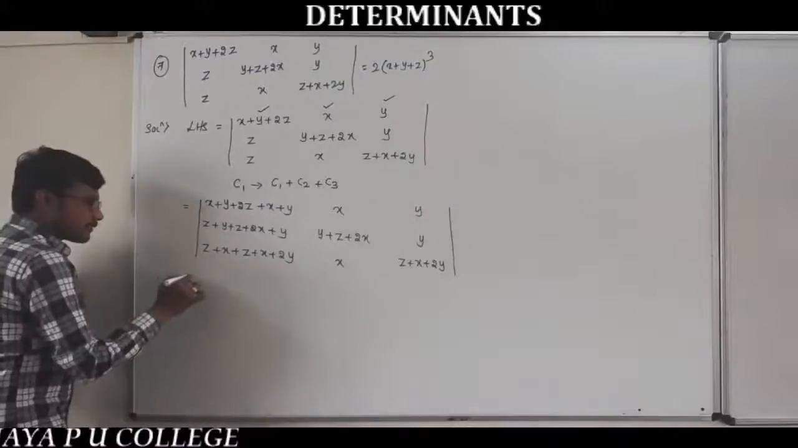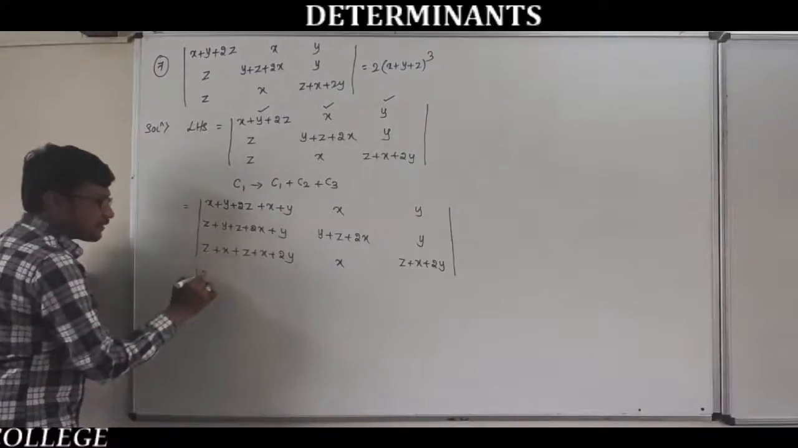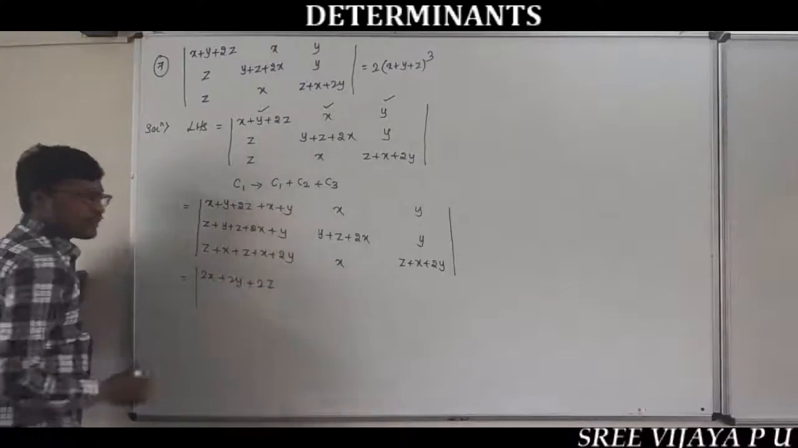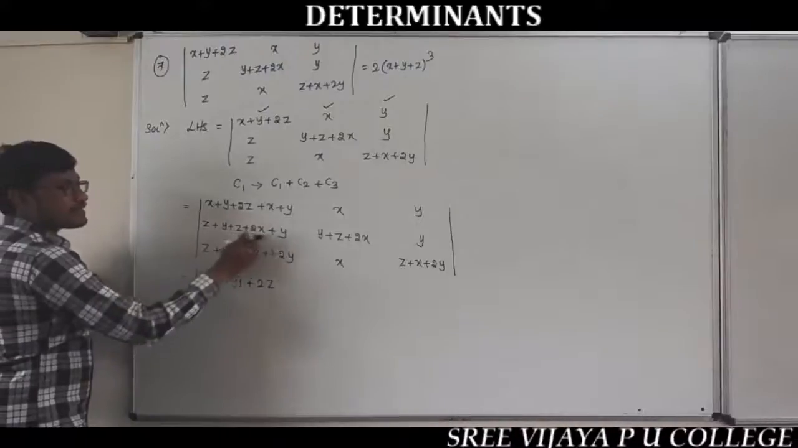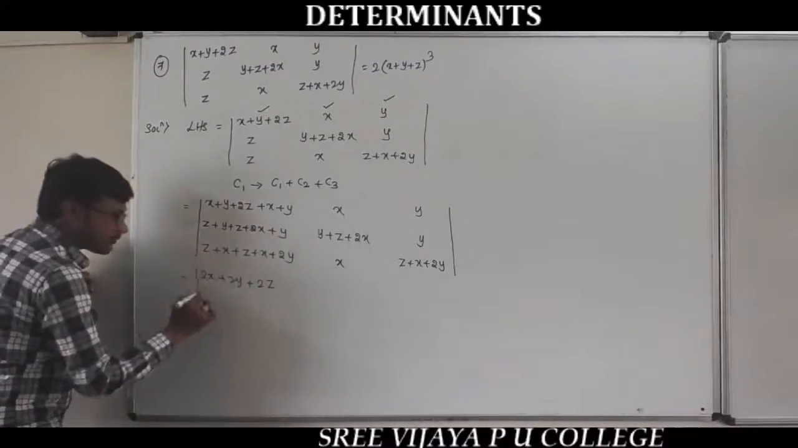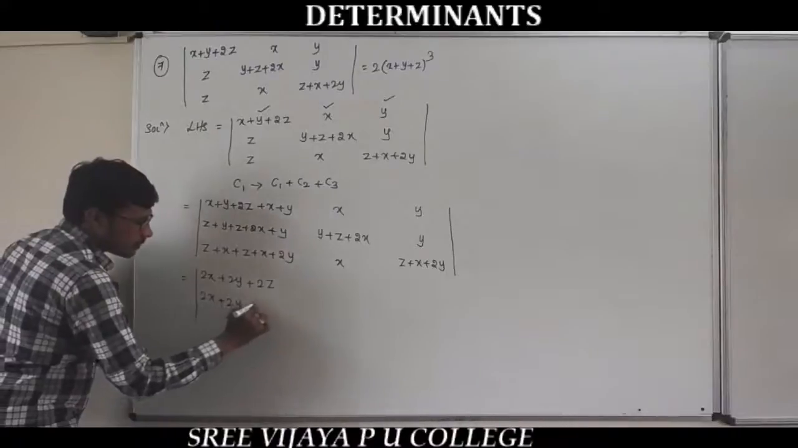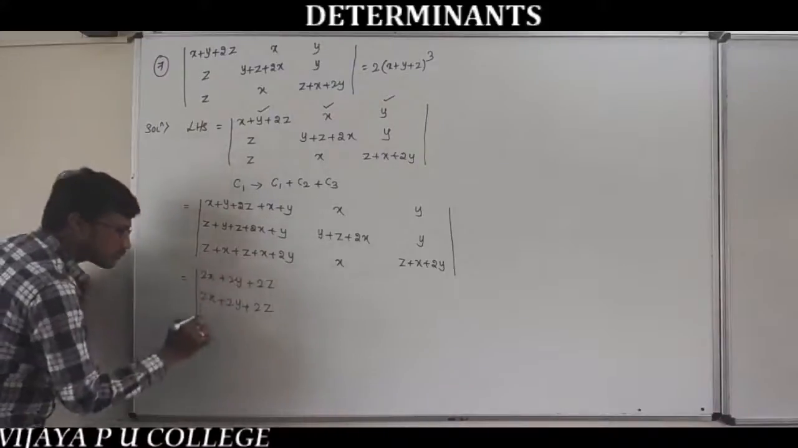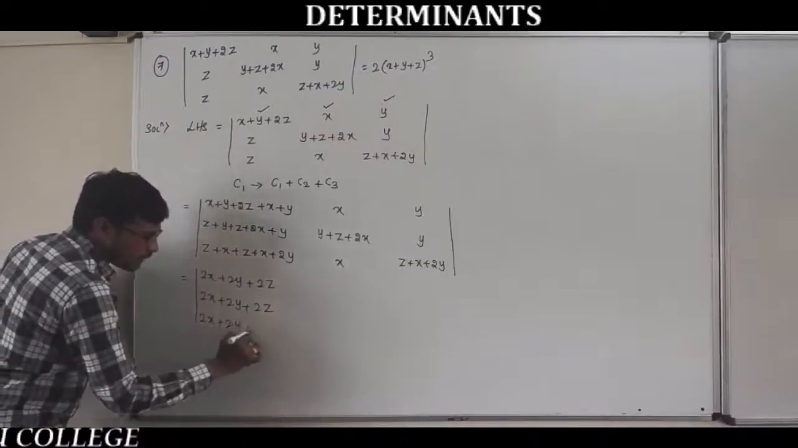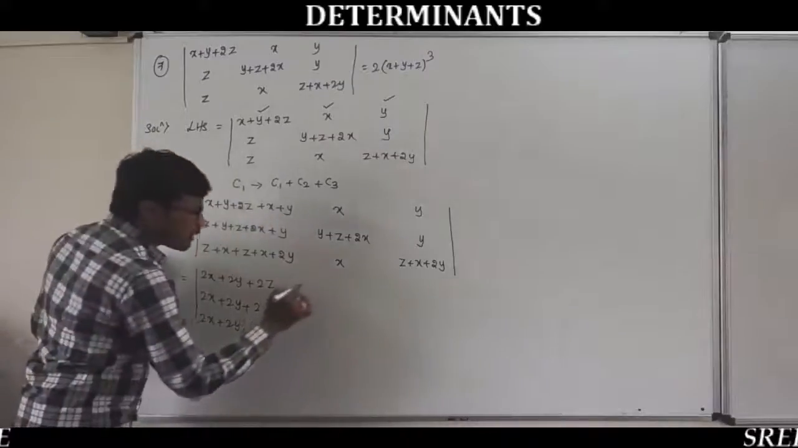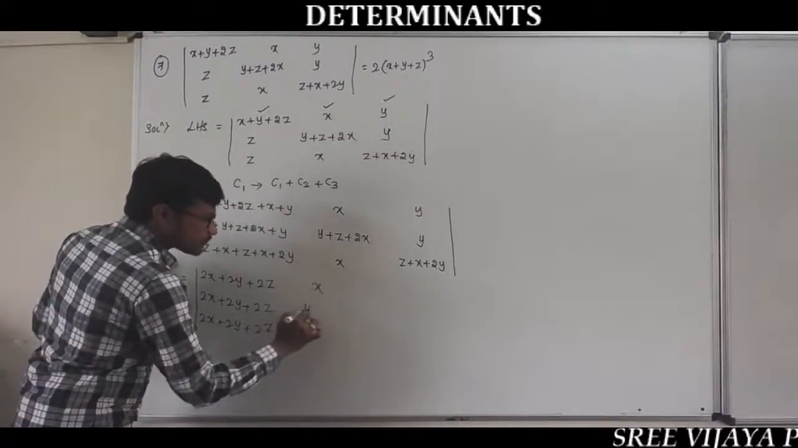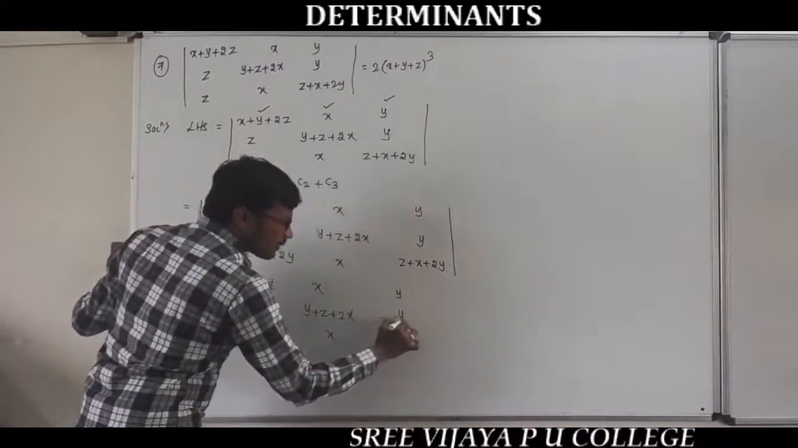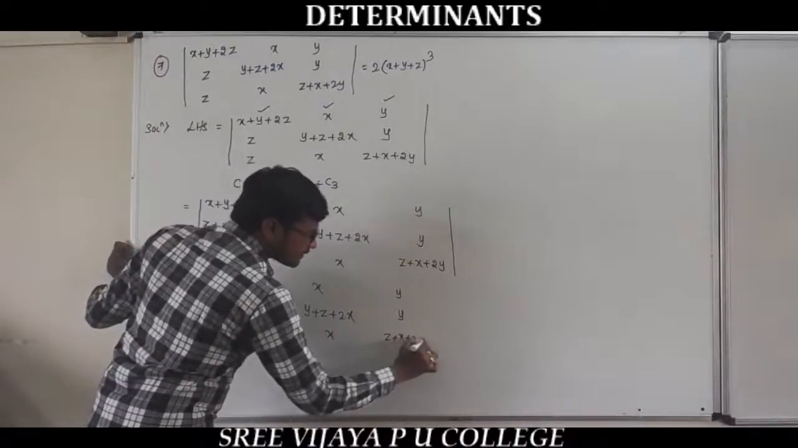Now just simplify here. x plus x is 2x, y plus y is 2y, plus 2 times z. Same next also: 2x, y plus y is 2y, z plus z is 2z, so 2x plus 2y plus 2z. Same: x plus x is 2x, 2y, z plus z is 2z, 2x plus 2y plus 2z. Column 2 and column 3 as it is: x, y plus z plus 2x and x, y; z plus x plus 2y.